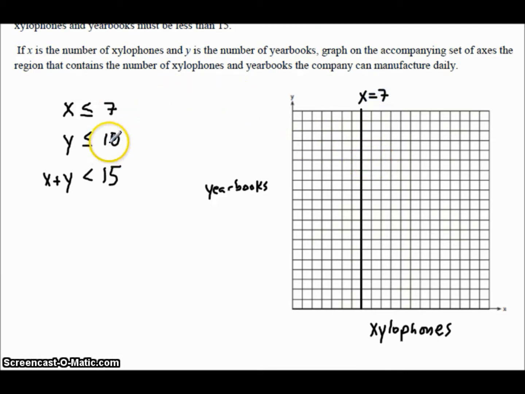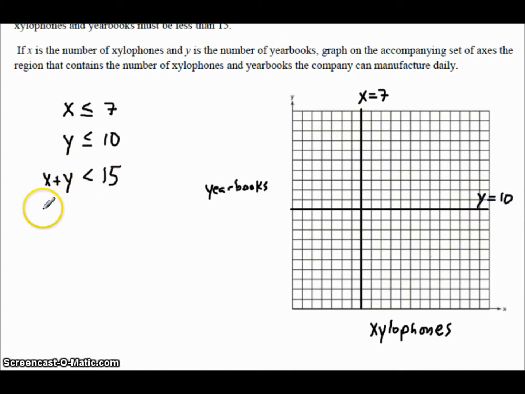Cool. Y is less than or equal to 10. Well, that's a horizontal line. So I'm going to count up 10: 1, 2, 3, 4, 5, 6, 7, 8, 9, 10, and go across here and fill up my whole graph that way and label it. This is Y equals 10.